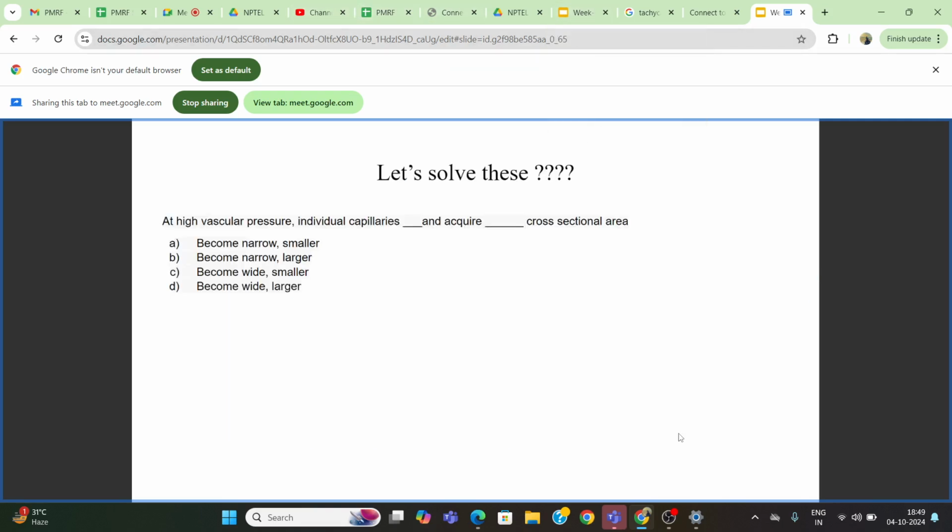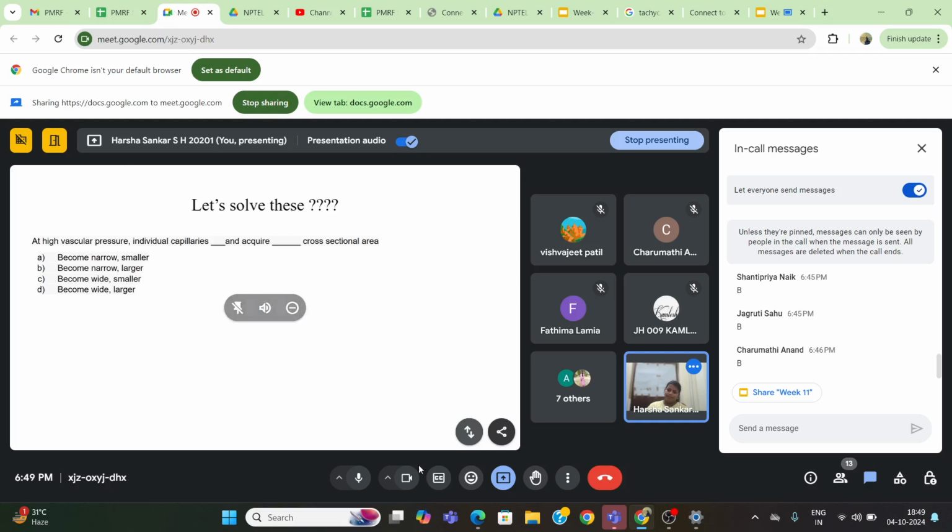So, next question. At higher vascular pressure, individual capillaries dash and acquire dash cross-sectional area. Higher pressure, what happens? Simply, we can think that high vascular pressure means the blood vessels closer to the heart. They definitely have higher pressure. So what is their nature?